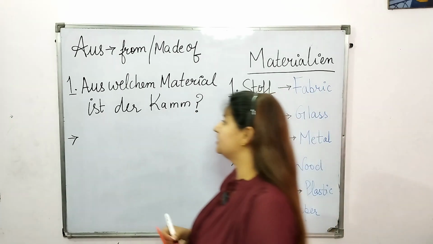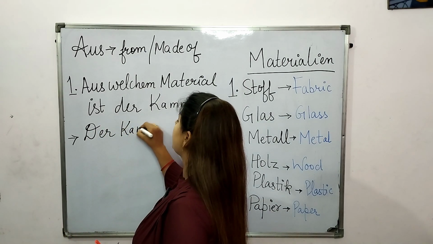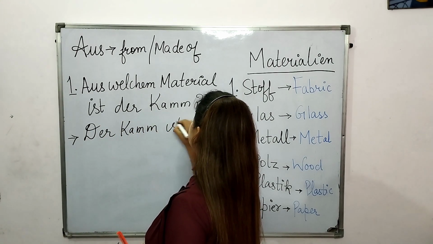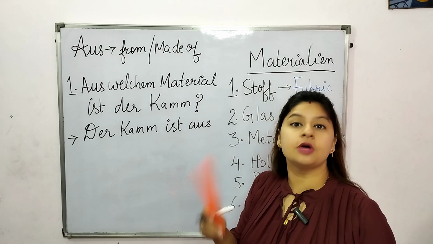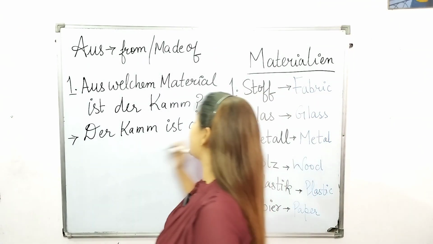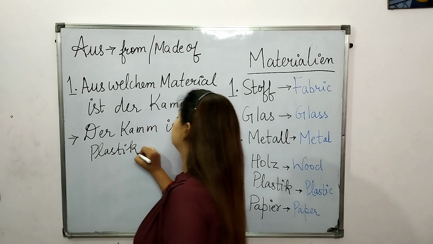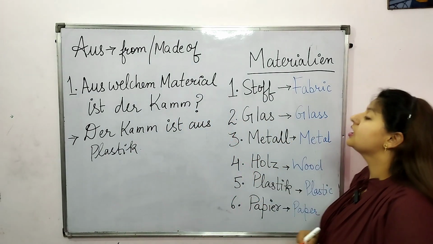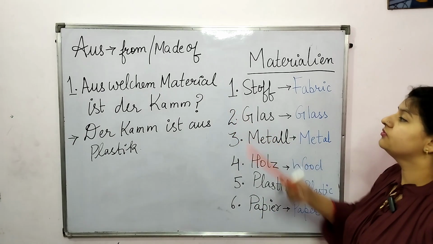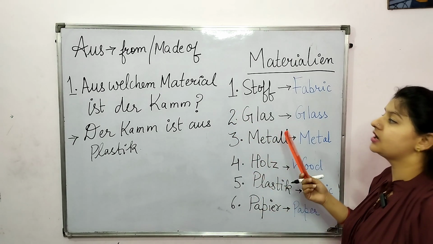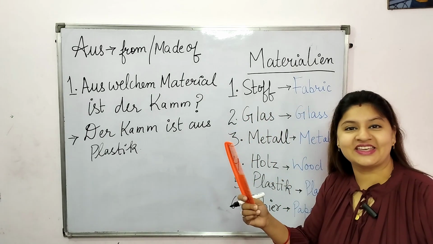So we can answer, der Kamm ist aus... We know the comb is made up of plastic. So, der Kamm ist aus Plastik. So, noch einmal. Aus welchem Material ist der Kamm? Der Kamm ist aus Plastik.